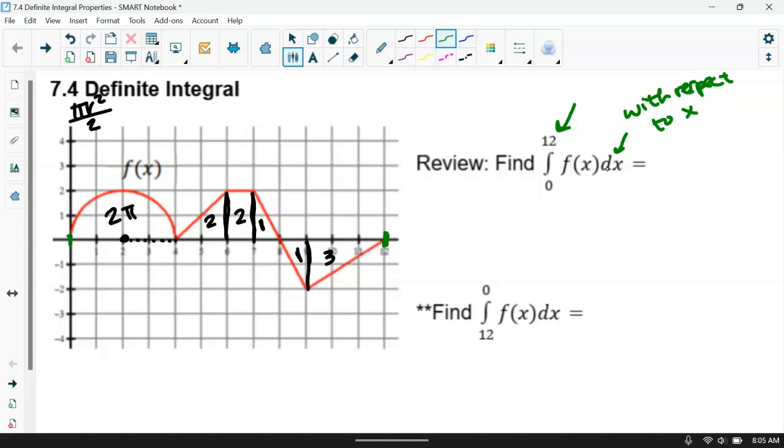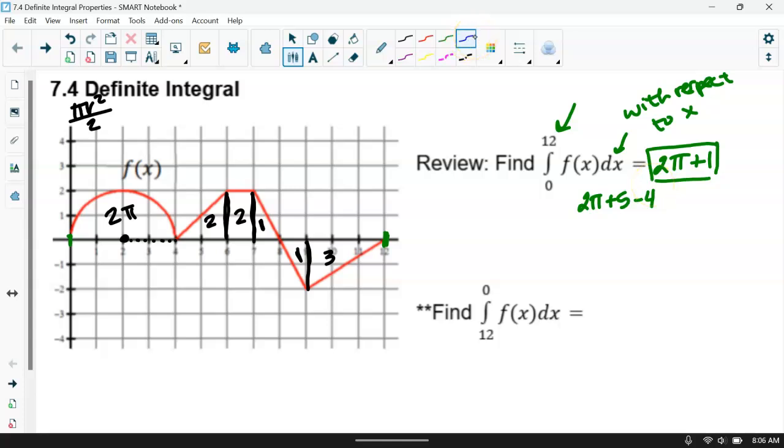So here again, 0 to 12. Again, remember this is our positive and negative values. So you should have gotten here for this review question 2 pi plus 1, right? Because again, this is 2 pi plus 5. These are all positive values, 2 pi plus 5. And then here, this is a negative 4 value. So that's how you get the 2 pi plus 1.